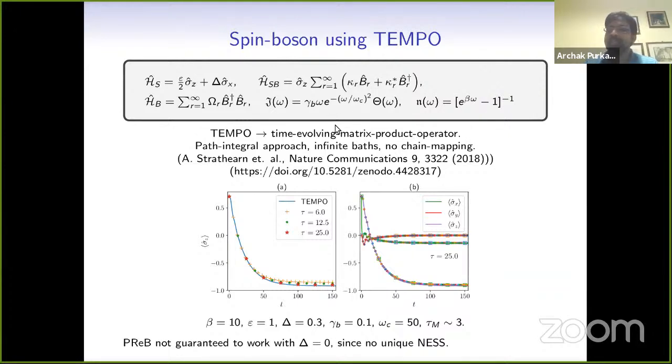For this bath, it seems to do reasonably well, even if delta equals 0. However, if you take a super-ohmic bath, it actually does not work. We have checked this. So this is exactly why you need a unique steady state. This is an explicit example where you see that you need an explicit unique steady state. It can be argued otherwise also.